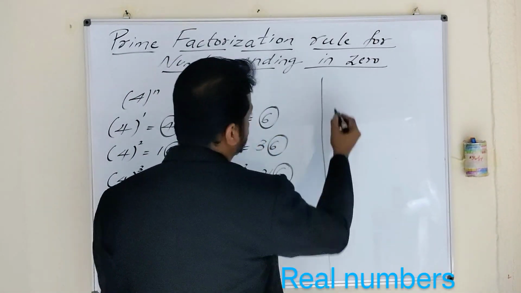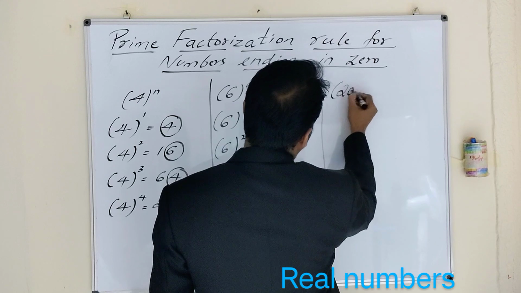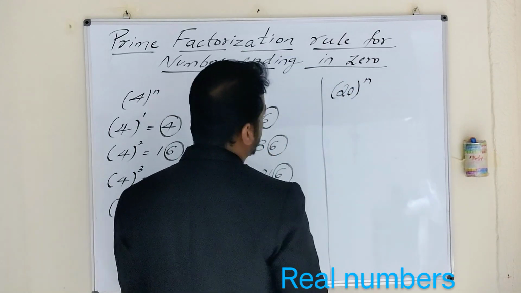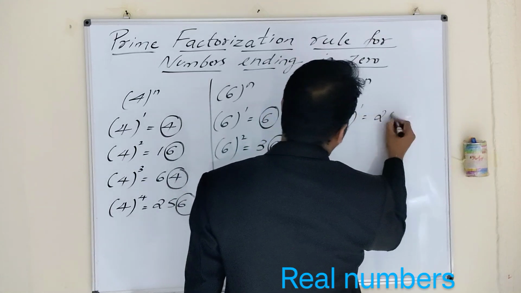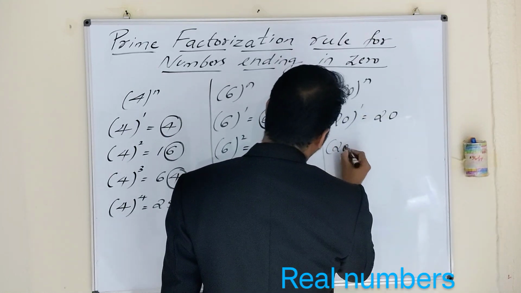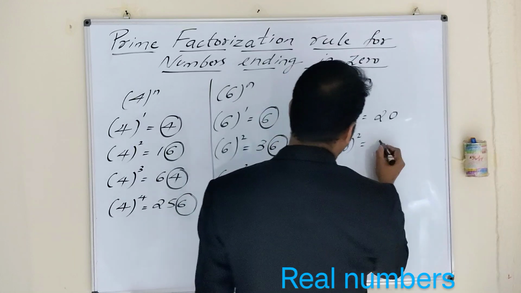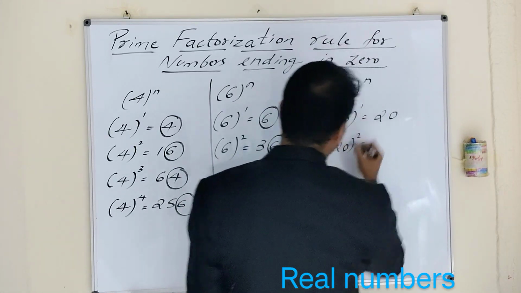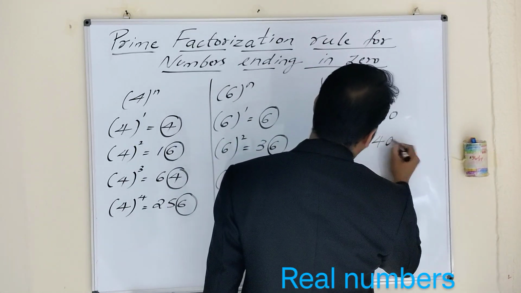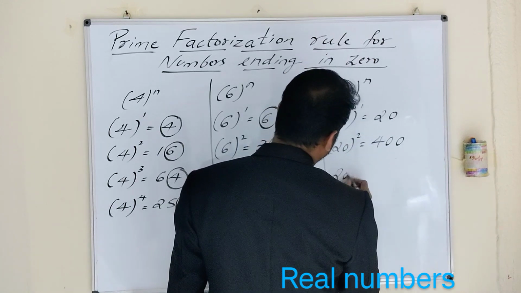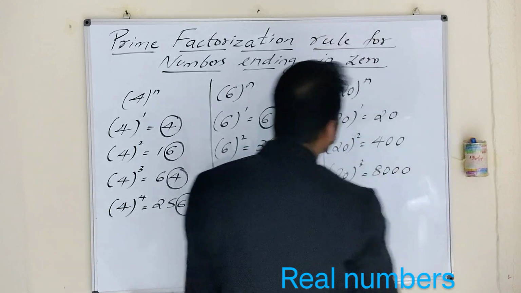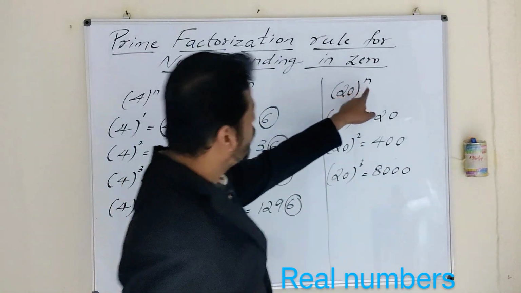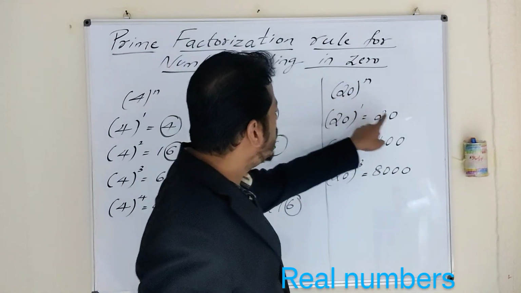Let us take one more example, 20. Now let us substitute here. In place of n, substitute 1. So 20 raised to 1 is 20. Next, in place of n, substitute 2. 20 raised to 2 is 400. In place of n, let us substitute 3. 20 raised to 3 is 8000. Now here you can see for any value of n, the number is ending with 0.